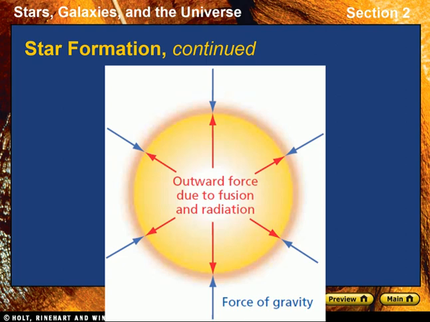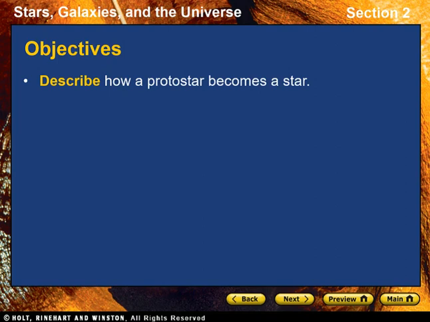A main sequence star maintains a stable size as long as the star has an ample supply of hydrogen to fuse into helium. At this point, you should be able to describe how a protostar becomes a star.